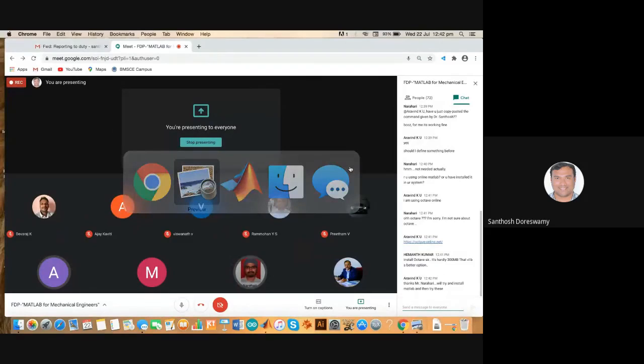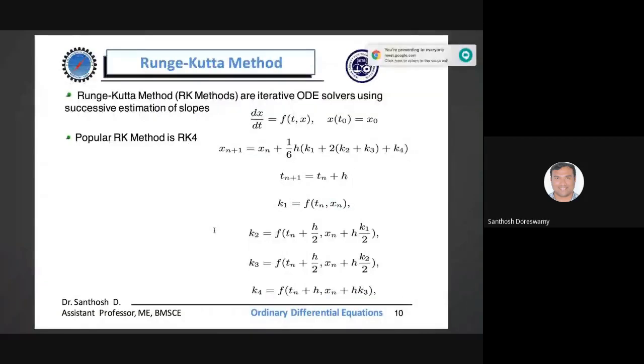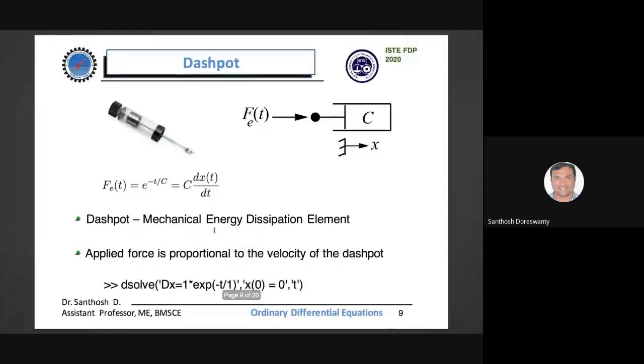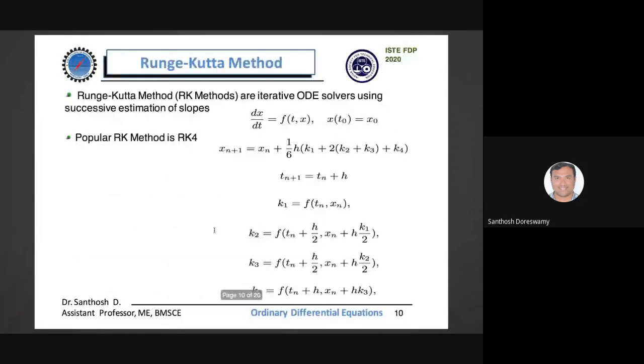So what we'll try to do is solve the first order differential equation of a dashpot using your RK4 method.